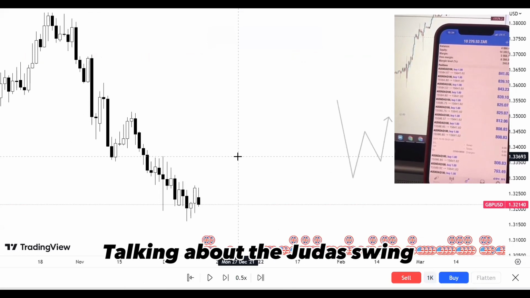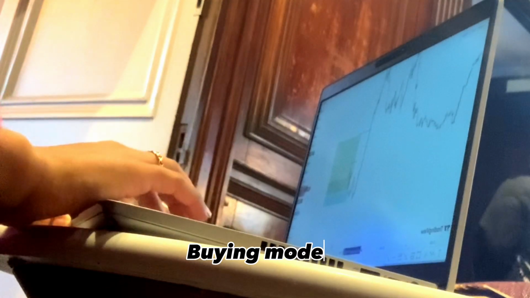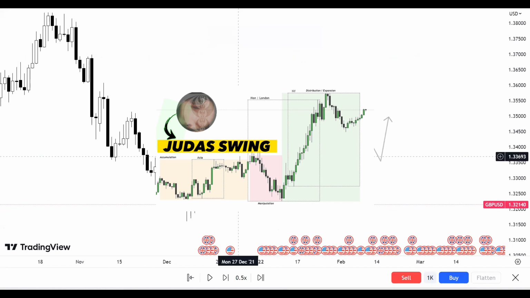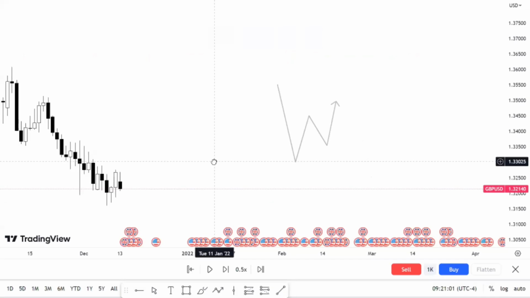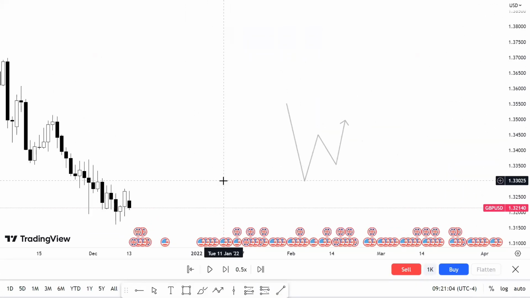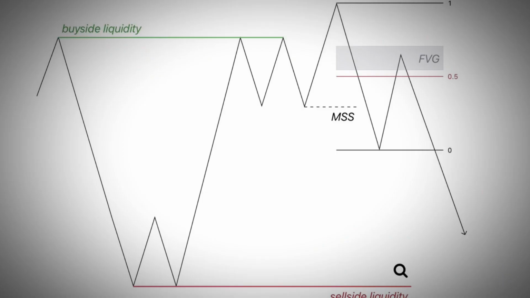About the Judas Swing, the buying model. Last week we talked about the selling model, and most people want to know how do I use it for buys. Okay, so this one is very much simple. It's the same as the selling model, but you just twist it around. It's the opposite of the selling side.